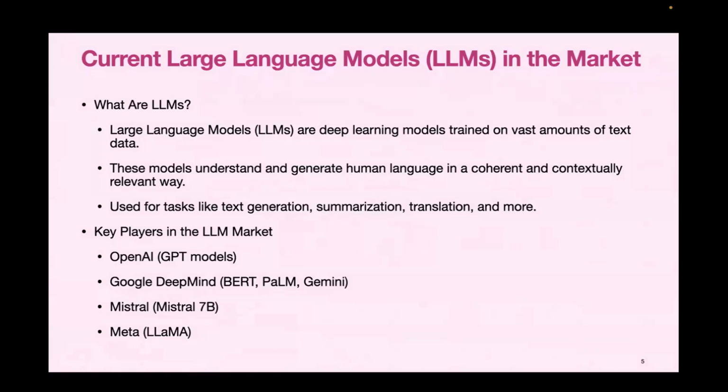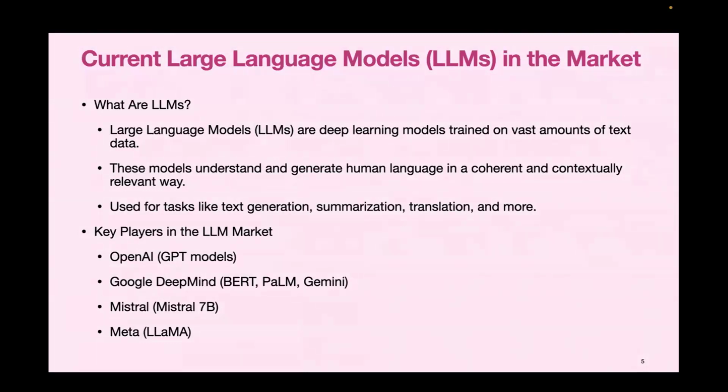One difference between transformers and large language models is that, architecture-wise, there is almost a similarity, but the amount of data we train large language models on is very huge. These LLMs are trained on vast amounts of textual data. These models understand and generate human language in a coherent and contextual way. As we train on vast amounts of data, whatever the contents are, they are trained.